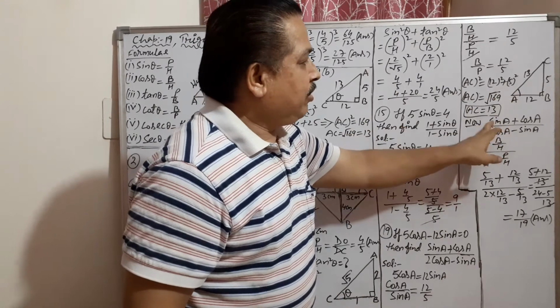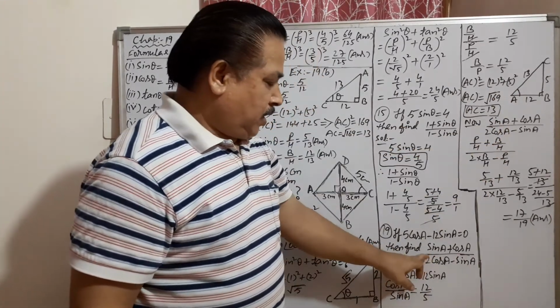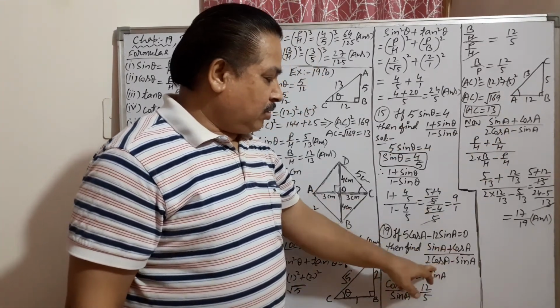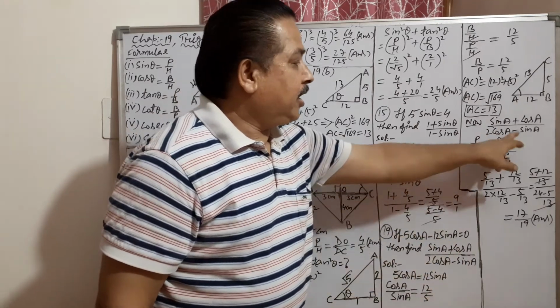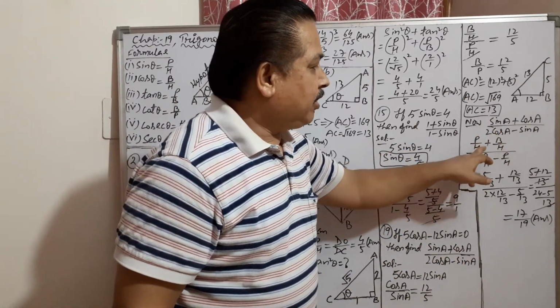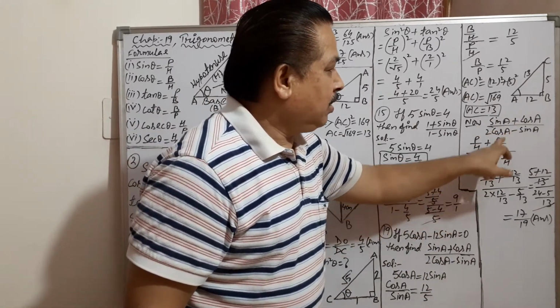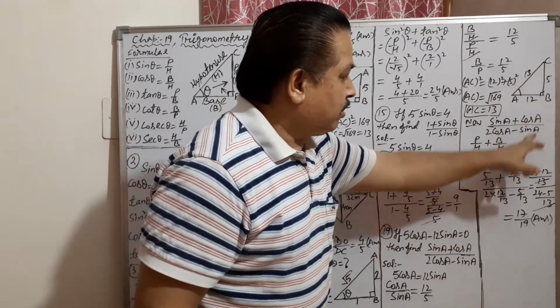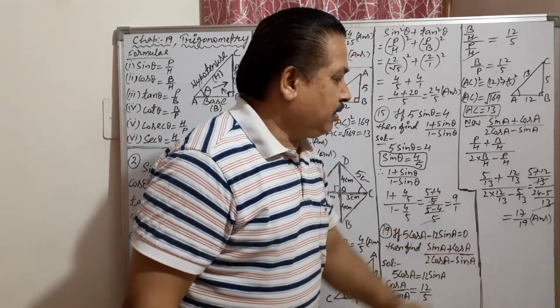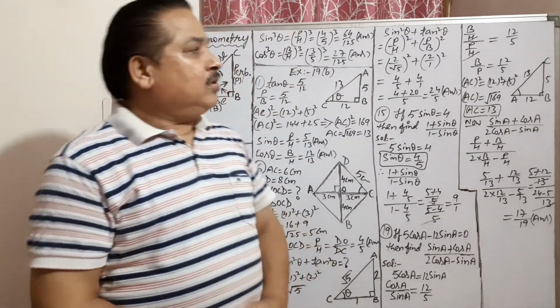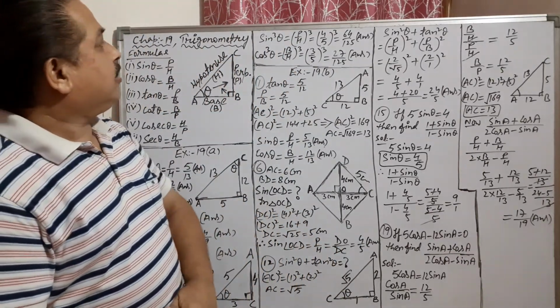And now put the values in this. What they are asking: sin A plus cos A upon 2 cos A minus sin A. Write this. And use the sin, cos formula. And now place the values from the diagram. And what is the answer? 17 upon 19.